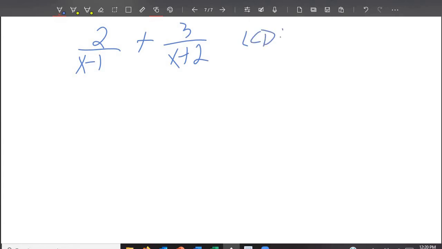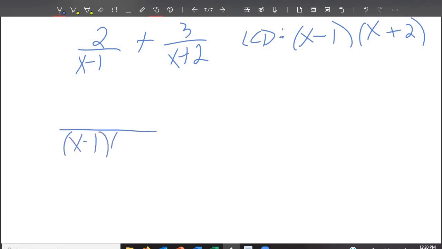All right, let's do one like this. We got 2 over x minus 1 plus 3 over x plus 2. My LCD will be a combination of both binomials since they are different. My LCD will have an x minus 1 and it'll have an x plus 2 all at the same time. So we're going to rewrite these denominators. So now they both have 2 binomials.